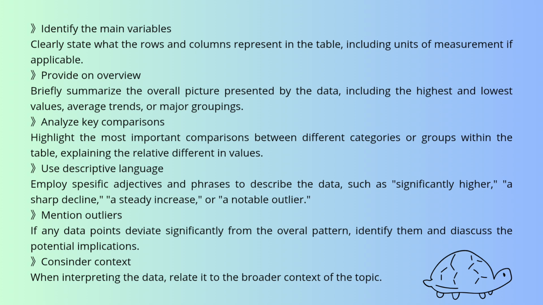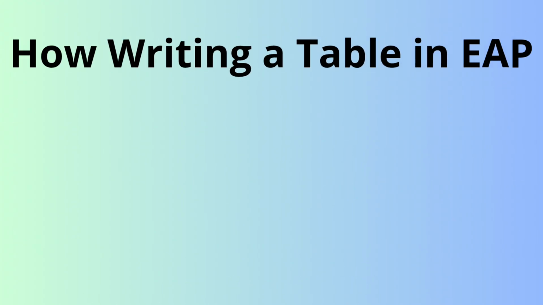Fifth, mention outliers. If any data points deviate significantly from the overall patterns, identify them and discuss the potential implications. Sixth, consider context. When interpreting the data, relate it to the broader context of the topic.